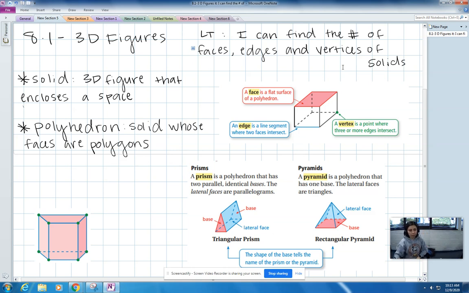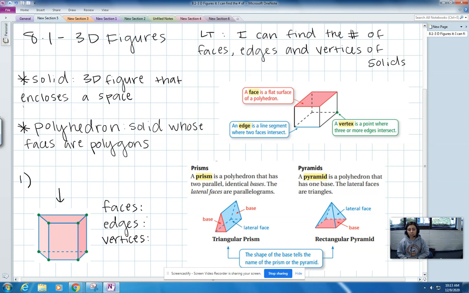So one of the main things you're going to be asked to do during your assignment for this section is actually find the number of faces, edges, and vertices on a specific figure, on a solid. So let's do that with this figure right here. We're going to find the number of faces, edges, and vertices. Vertices is just the plural for vertex.